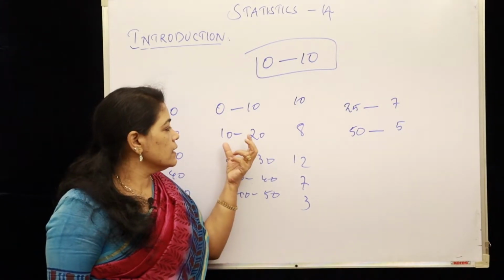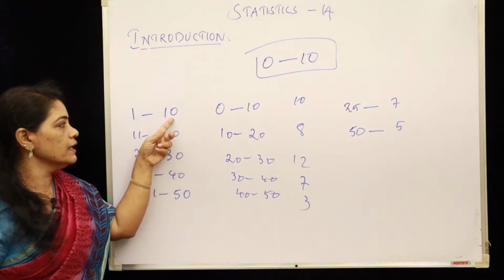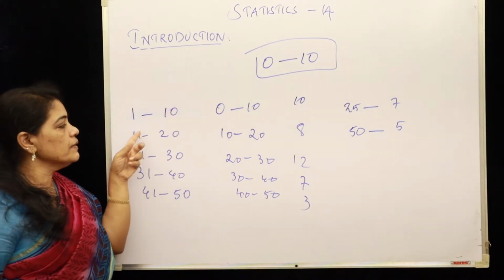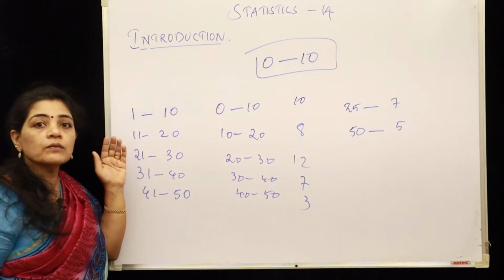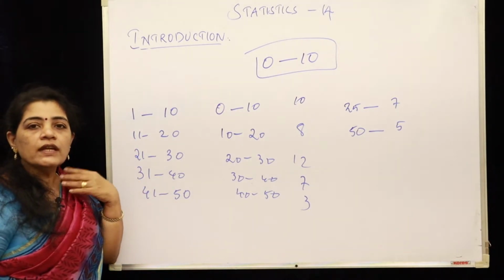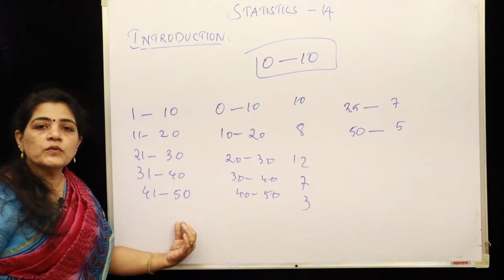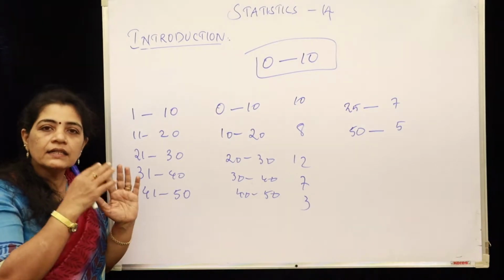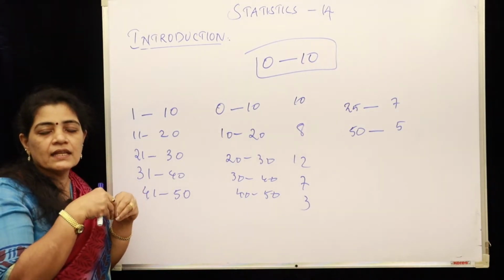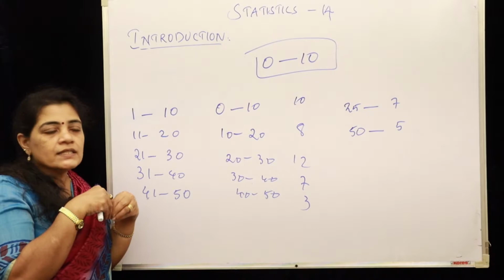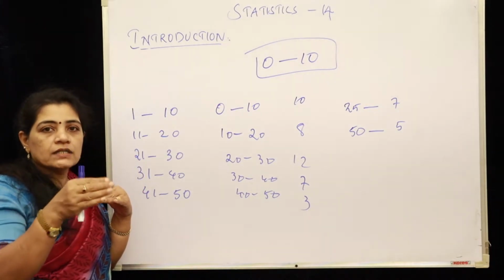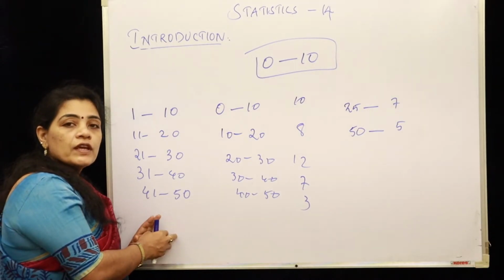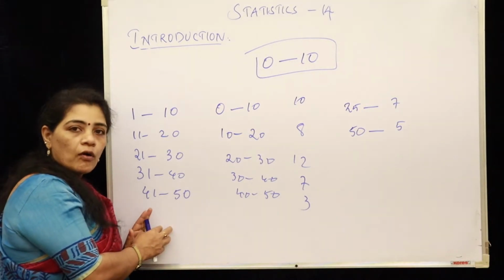Okay, and in this case, 1 to 10, then 11 to 20, because here the upper limit and the lower limit of the second class are different. This type of distribution is what we call inclusive form, because the mark 1 and mark 10 are both inside that class interval. The second class interval starts from 11 onwards. That means this type is what we call an inclusive frequency distribution or inclusive form.